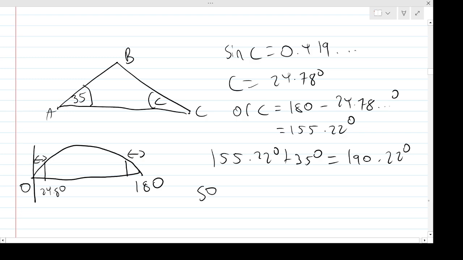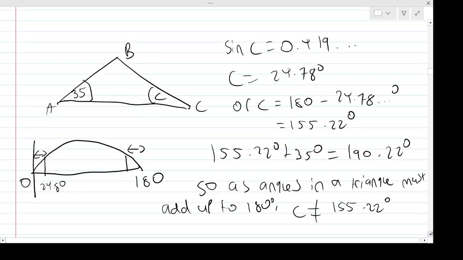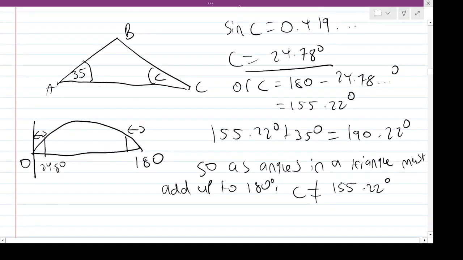So I'm going to say, as angles in a triangle must add up to 180, that means that C cannot be 190.22. No, sorry, 155.22, that was the solution we got. So therefore we can only accept the other solution. So C is 24.78 degrees only. And so in that case, we could only have that one solution.